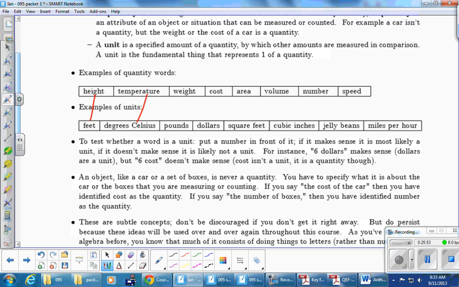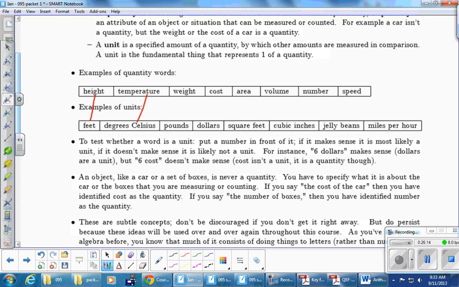Height is not. Does 6 degrees Celsius make sense? Yes. Does 6 temperature make sense? No. This is a pretty easy way to decide whether you are looking at a quantity word or a unit word. Slap a number in front of it. If it makes sense, it's probably a unit word. We're going to circle the quantity words all semester, and we're going to underline these unit words.